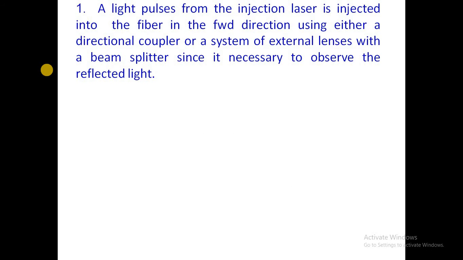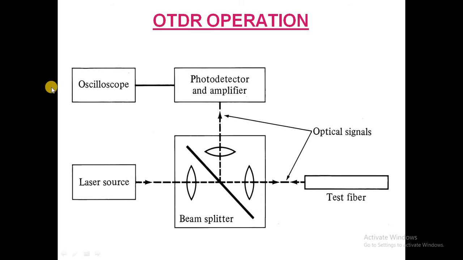A light pulse from the injection laser is injected into the fiber in the forward direction using either a directional coupler or a system of external lenses with a beam splitter, since it is necessary to observe the reflected light. As you can see, we are using a laser source. From the next lecture we will see the different sources like the laser source and the LED source. In that, the laser source is the largely used source. Why? That we will discuss in the next chapter.